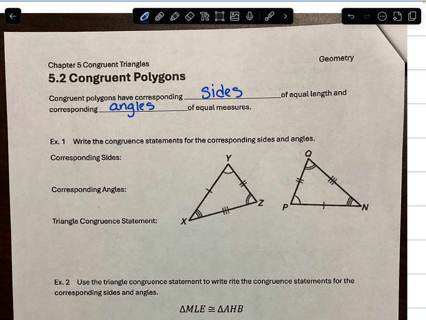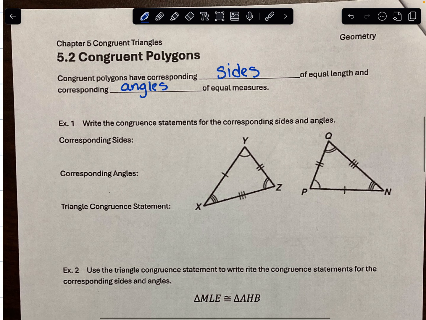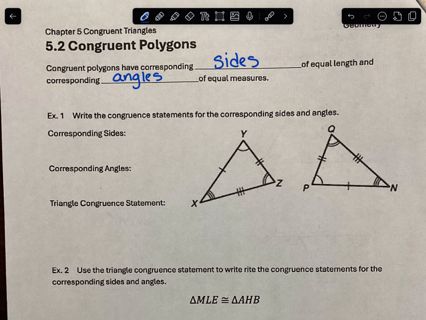Before I give you an answer, if we're talking about side lengths, can anyone tell me what two side lengths are equal to each other? X, Y and P, N. Let's start with the ones that are marked with 1, just going in order. XY. Okay, so XY is congruent to what side on the other triangle? PN. How do we know that? Because they're both marked with 1 dash or tick.